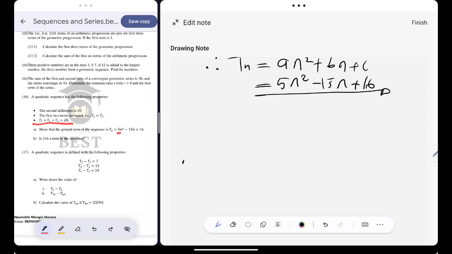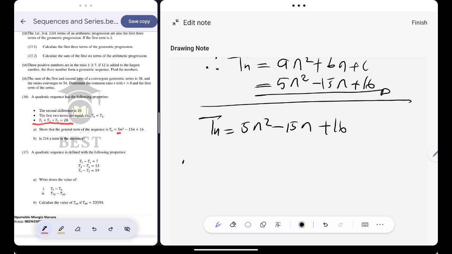The following question is simple. I'm asked: is 216 a term in the sequence? I do know the value of Tn. The equation of Tn was 5n squared minus 15n plus 16. I'm asked whether this term is a term in the sequence.